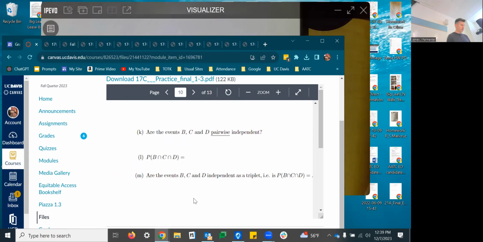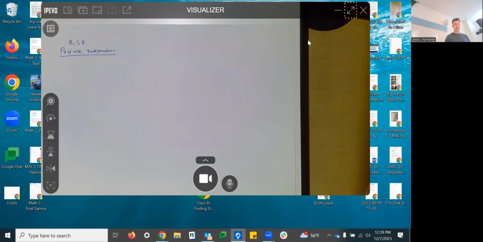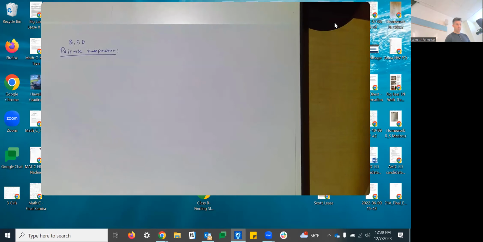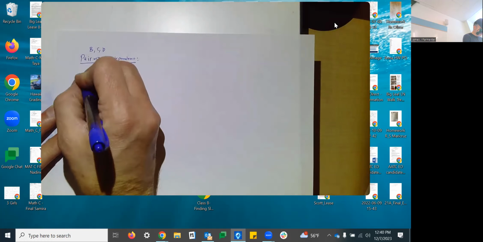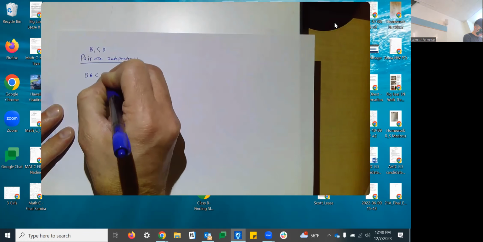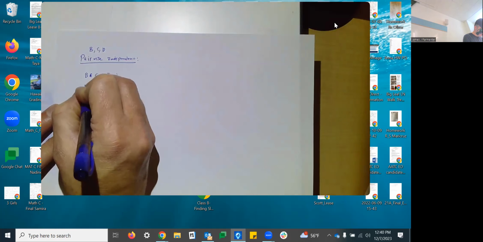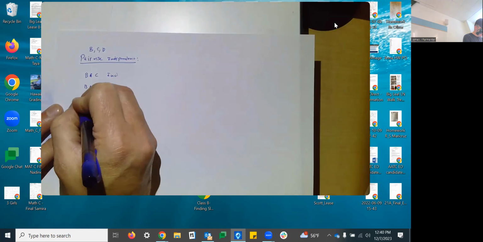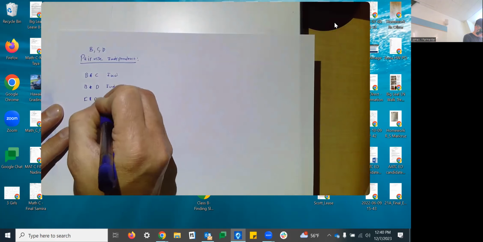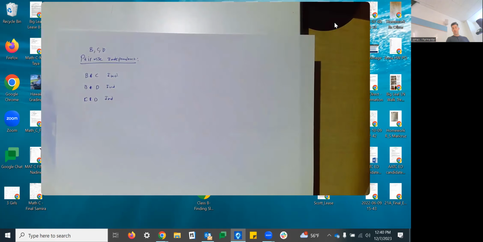So for pairwise independence, B, C, D pairwise independent. When you say something is pairwise true, you just have to show that it's true for every pair. So we would need to show that both B and C are independent, B and D are independent, and C and D are independent. That's how we would show that these three things were pairwise independent.